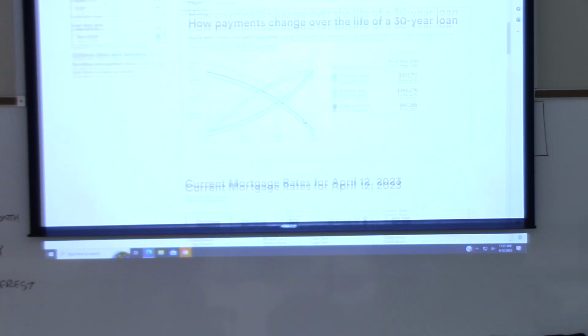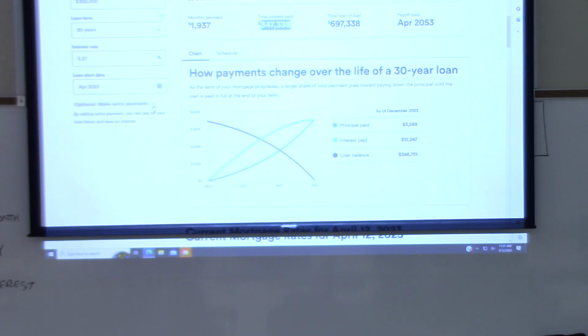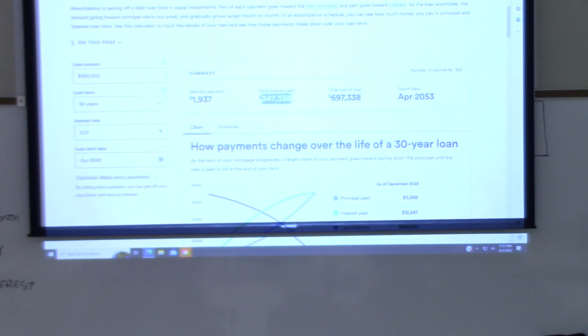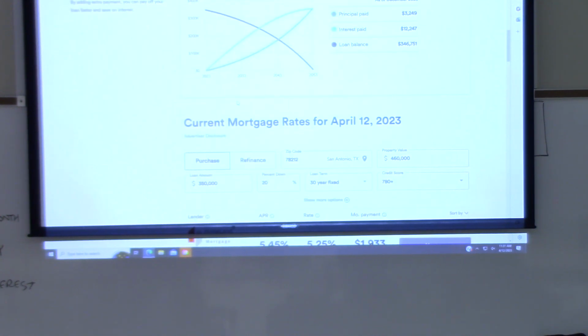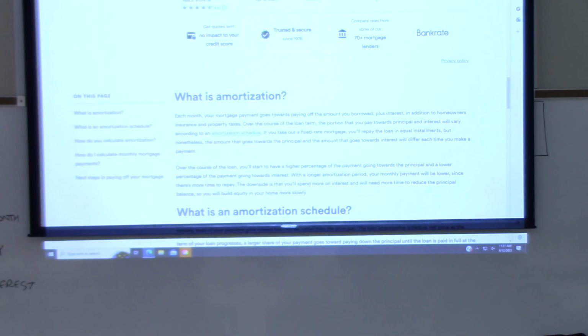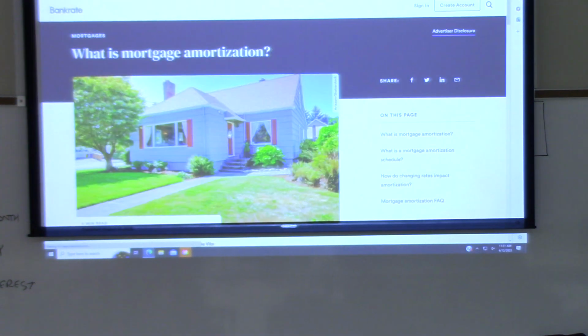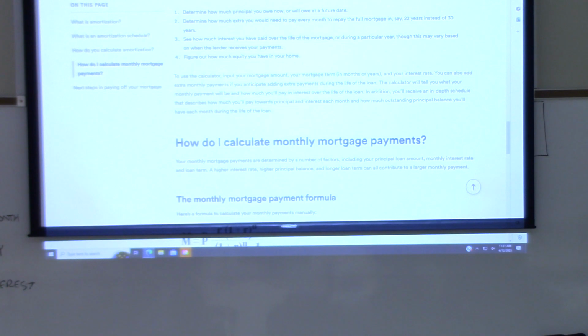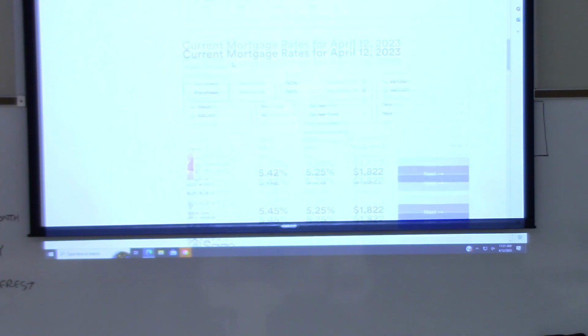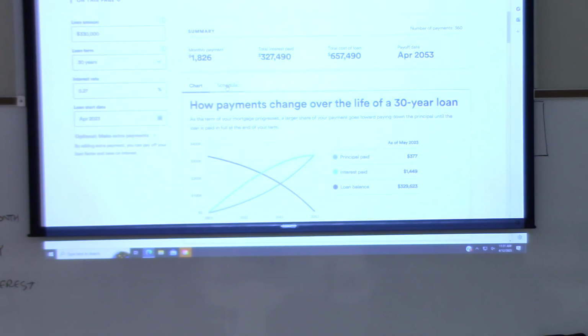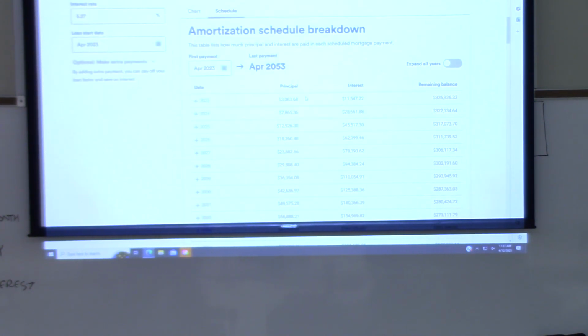Where's the table? Do y'all see a click for amortization table? Where's the amortization table? There we go. Nope, that didn't do it. Oh, here it is, schedule. There, perfect. This is what I wanted.